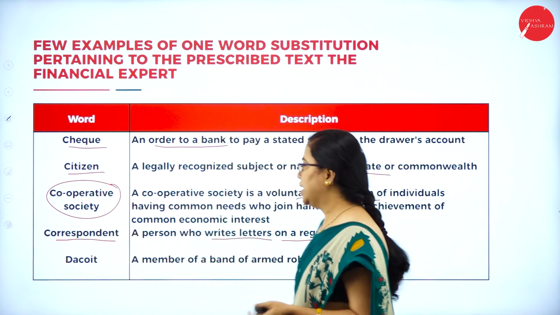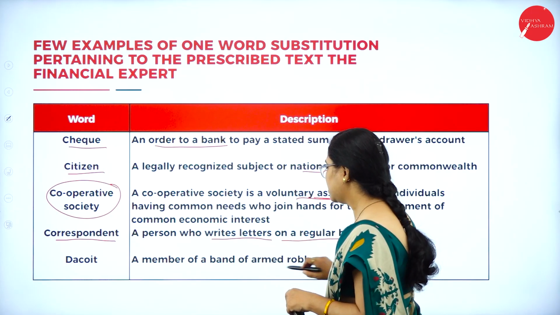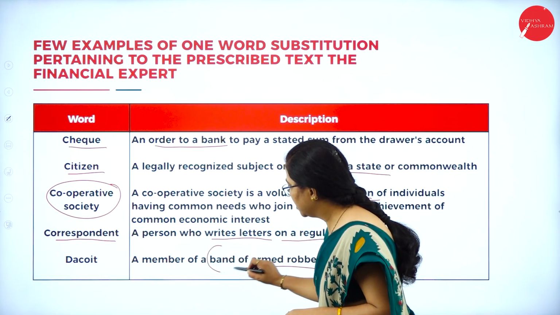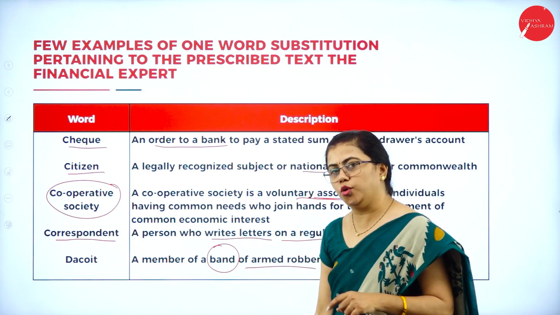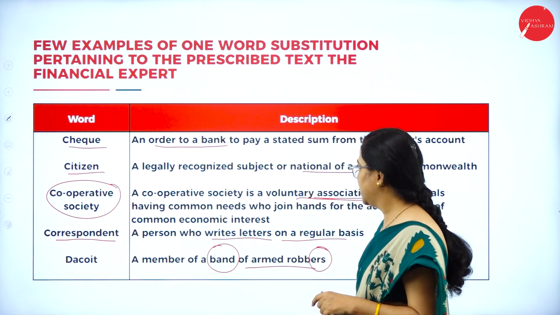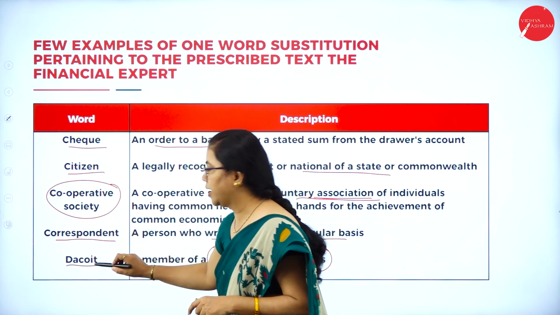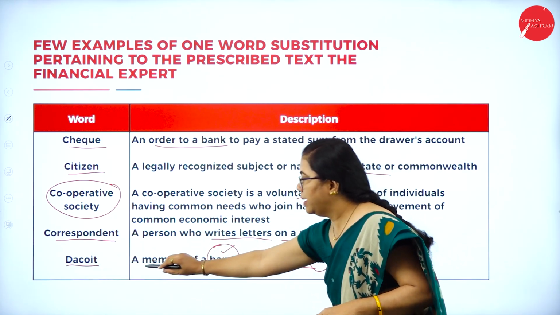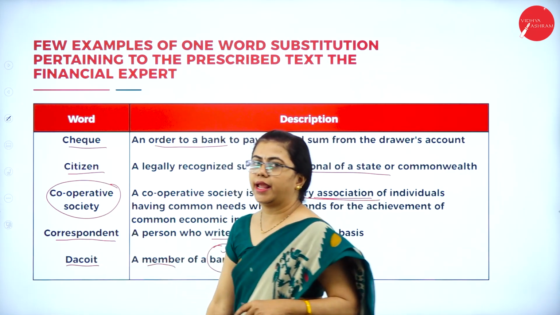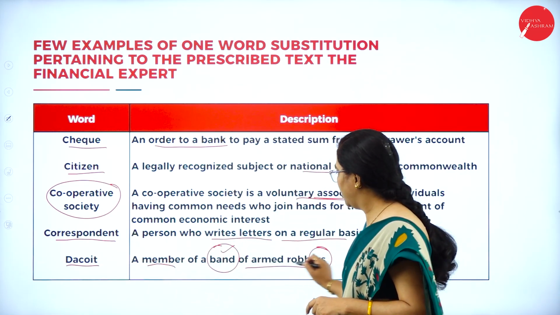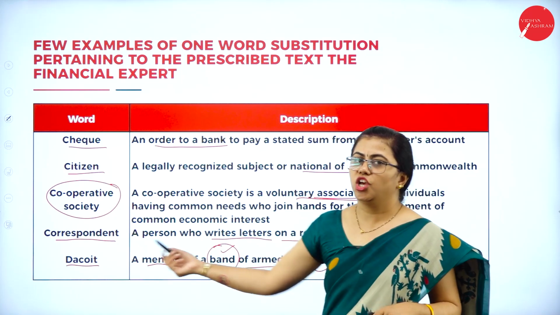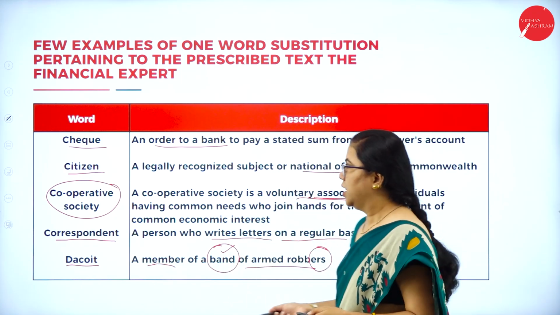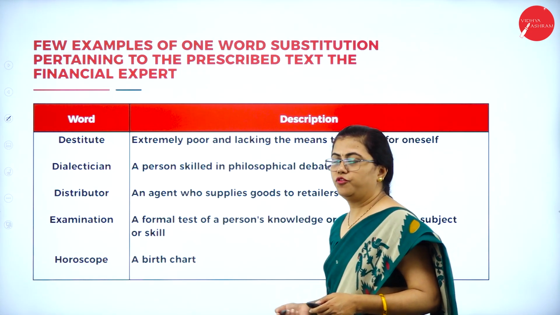Then we have a member of a band of armed robbers. A band is a collective noun. A group of robbers is called a band, and a member of that is called a dacoit. So when the phrase band of robbers comes, you can easily guess that it is a dacoit. Then we have a few more words.